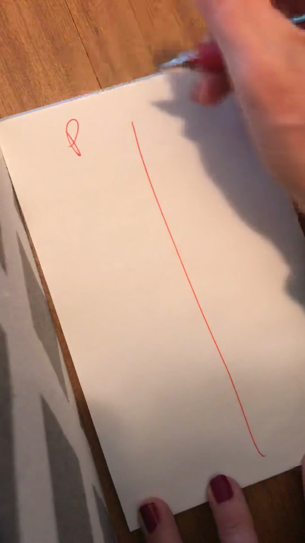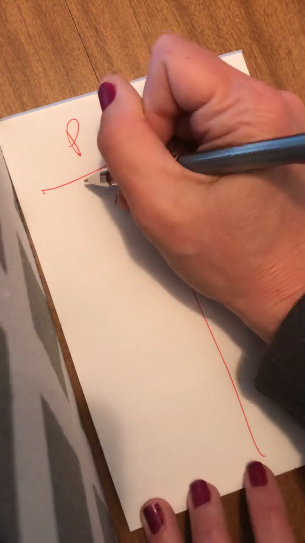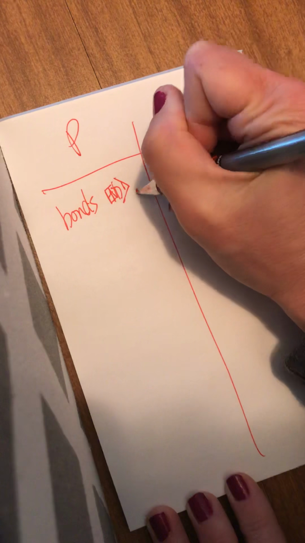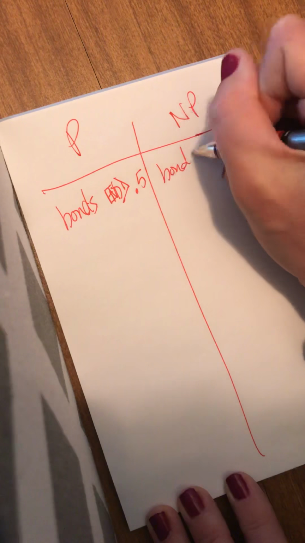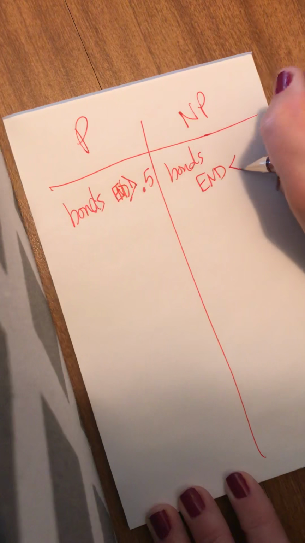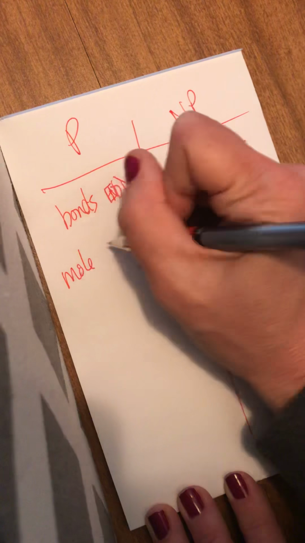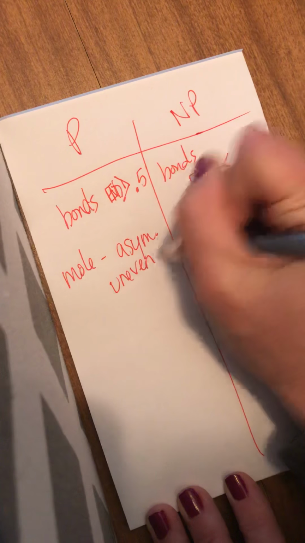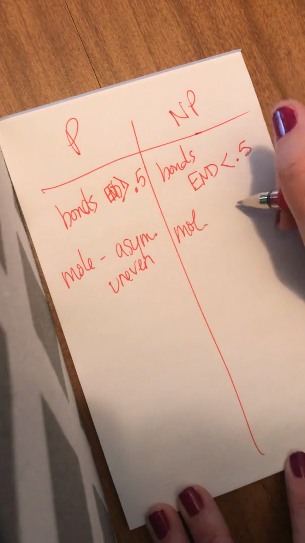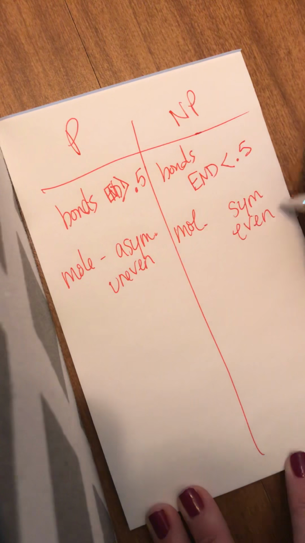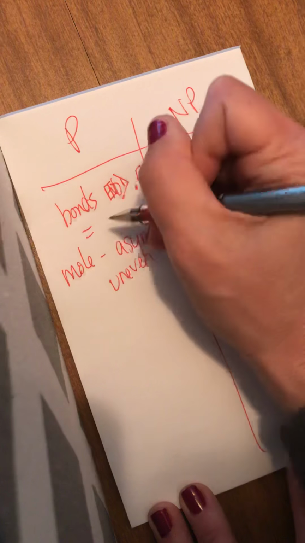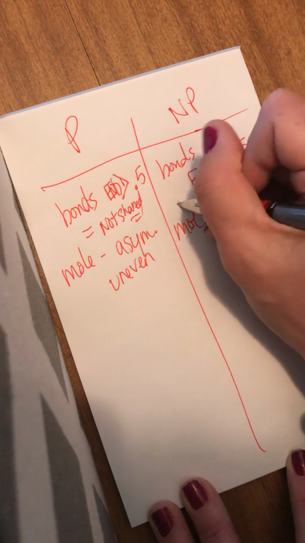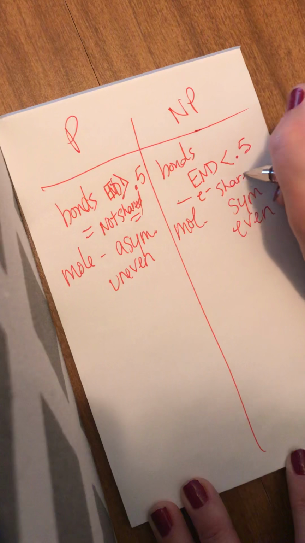So if we just did a quick comparison of polar versus nonpolar, polar bonds have an electronegativity difference that is greater than 0.5. Nonpolar bonds have an electronegativity difference that is less than 0.5. Polar molecules tend to be asymmetrical, and they have an uneven distribution. Nonpolar molecules tend to be very symmetrical and have an even distribution. In polar, the electrons are not shared equally. And in nonpolar, the electrons are shared equally.